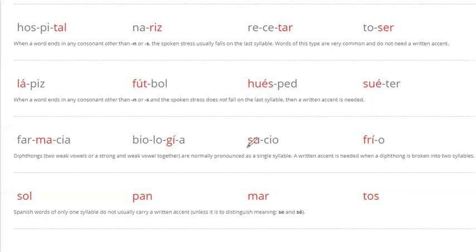Same thing happens here. We've got the word S-U-C-I-O. We've got I-O together. That's going to make one sound. I-O together again, but an accent mark is going to make two different sounds. We're going to separate those vowels.